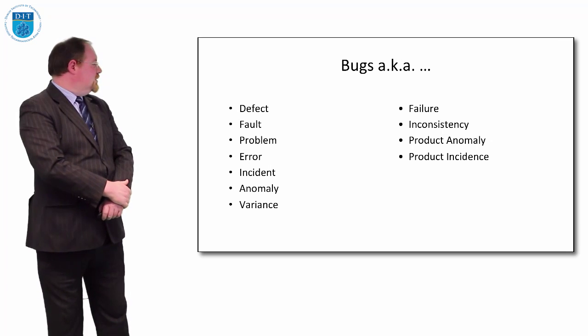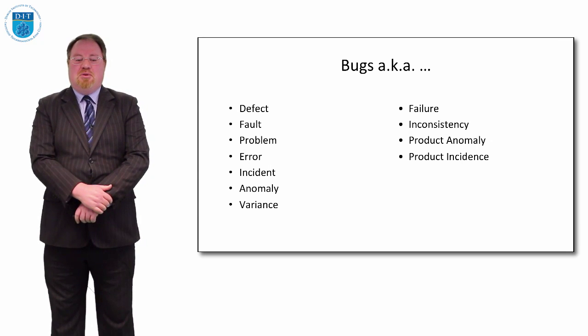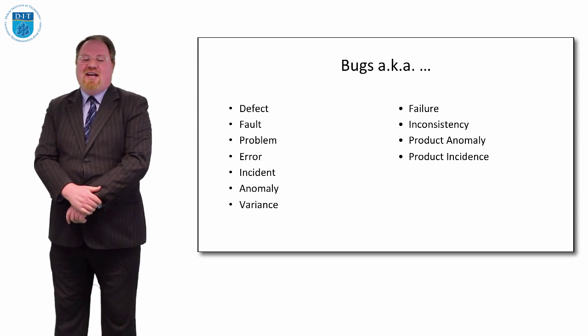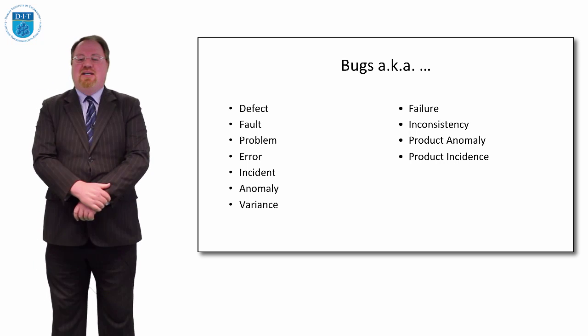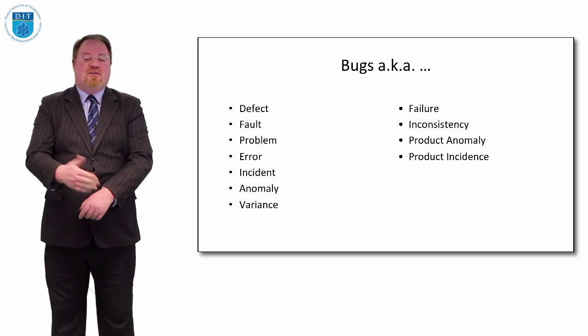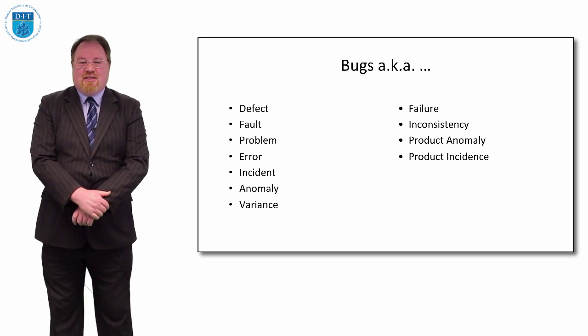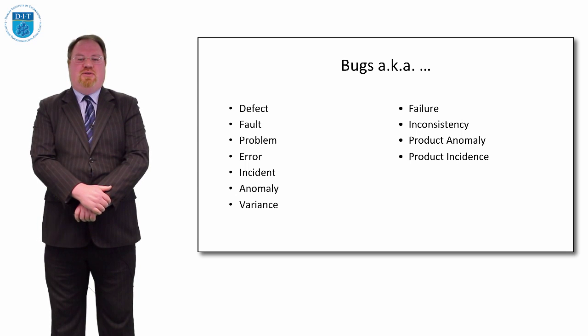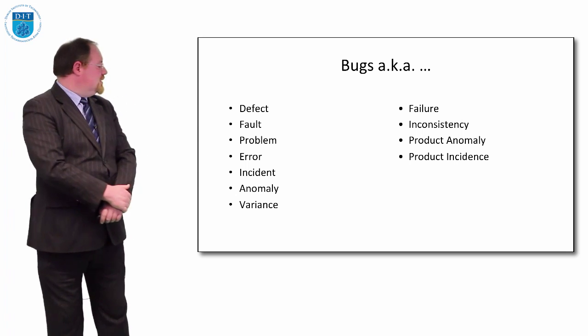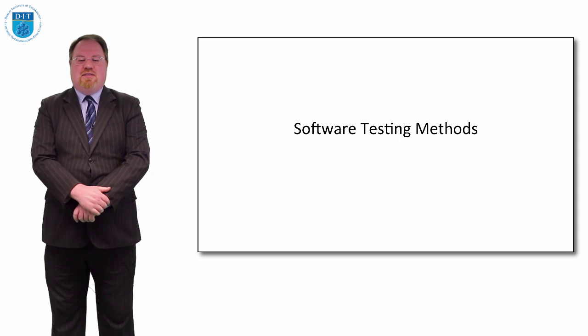So testing results in what are called bugs, if we find a flaw, a defect, a problem, an error, an incident, an anomaly, a variance, a failure, an inconsistency, a product anomaly, or a product incident. These are various names for there's a mistake in the code, it doesn't quite do what it should be doing. So let's look at different software testing methods.